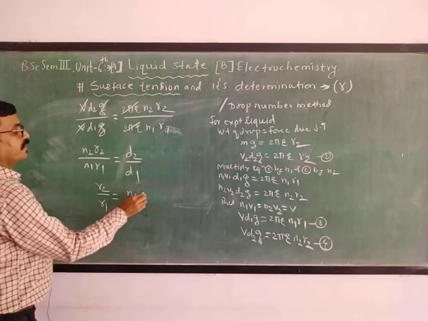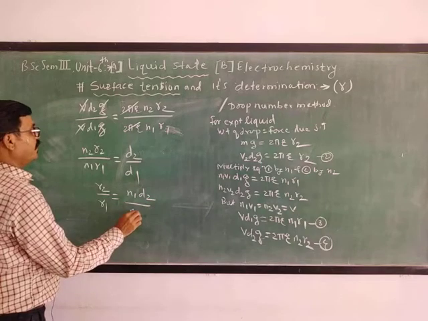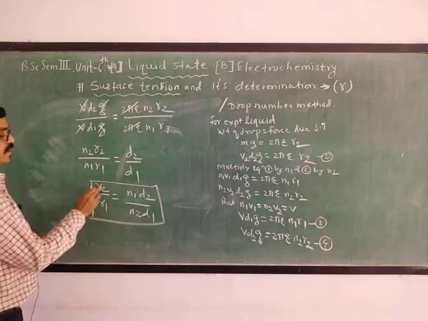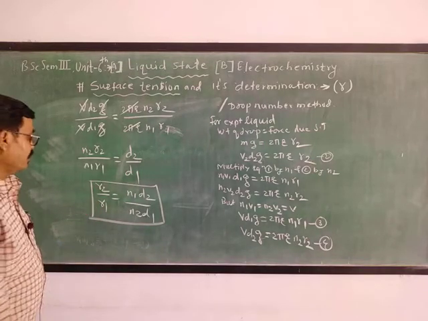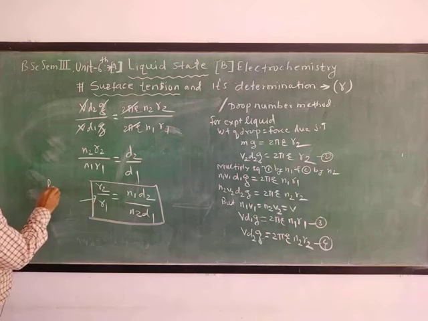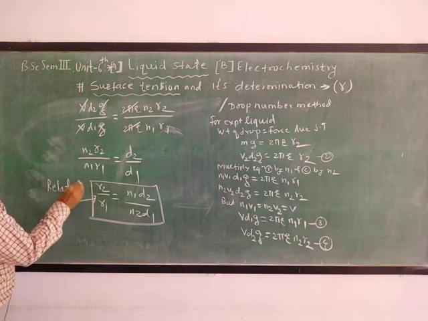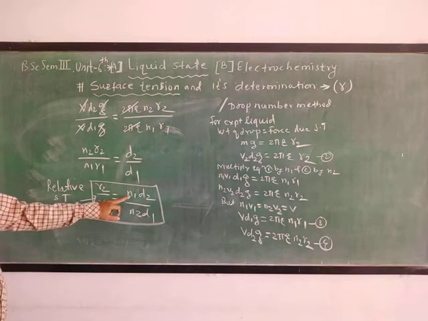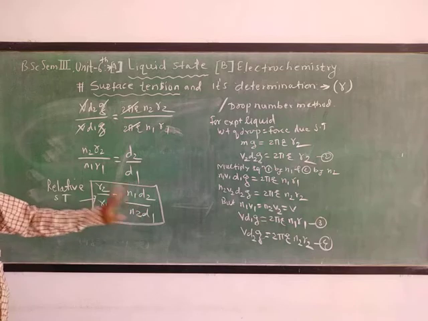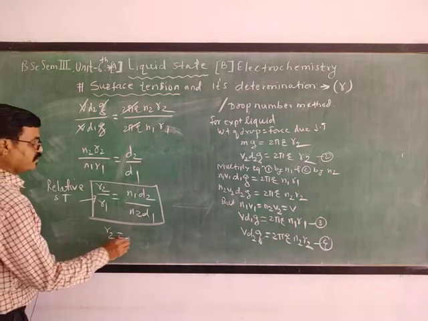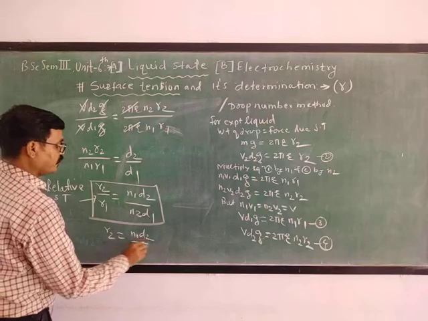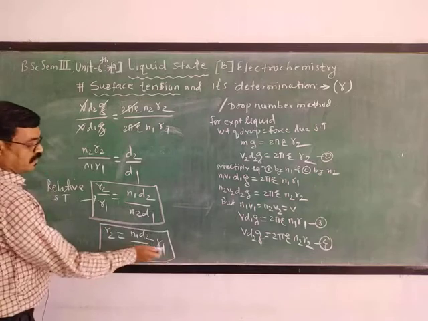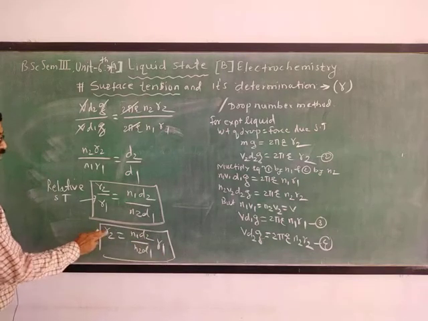That is, gamma 2 upon gamma 1 equals n1 d2 upon n2 d1, by cross multiplication, and this gamma 2 upon gamma 1 is called the relative surface tension. In this way, relative surface tension can be determined if you know n1, n2, d1, d2. Also gamma 2 equals n1 d2 upon n2 d1 into gamma 1. It means if you know all these values, you are able to find out gamma 2.